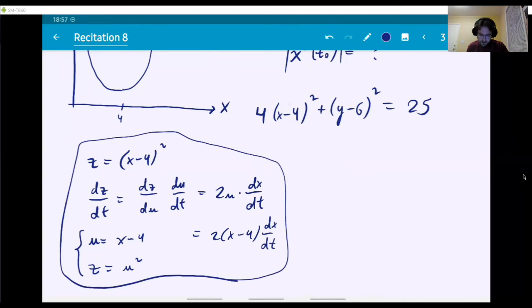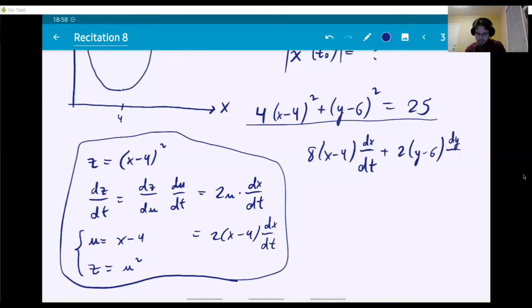And then when we differentiate the equation here, we need to multiply that by this 4 here. So we're going to get 8(x - 4) dx/dt. A similar thing is going to happen to the second term, (y - 6)². This derivative will be 2(y - 6) dy/dt. And the whole thing is equal to 0. The derivative of 25 is 0. Very good. So this is now the derivative. It involves the specific values of x and y, as well as their derivatives.